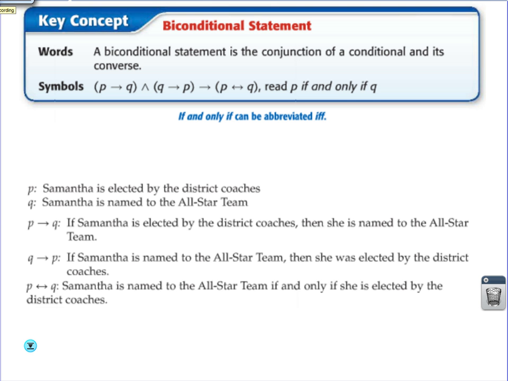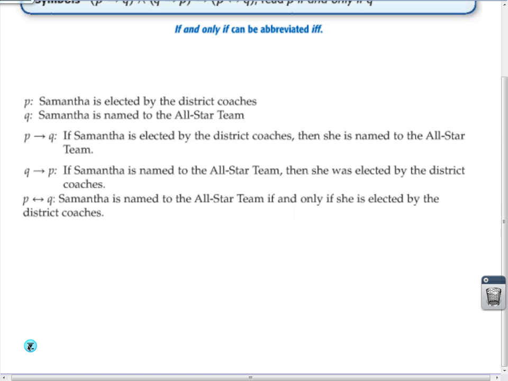A biconditional statement. Okay, we're done with conditional statements. Now let's talk about biconditional statements. And this is a lot of math terms that I'll explain in just a second what it means. A biconditional statement is the conjunction of a conditional statement and its converse. What that means is it's the conditional statement and its converse put together. It works both ways. And a lot of times they write it like this.